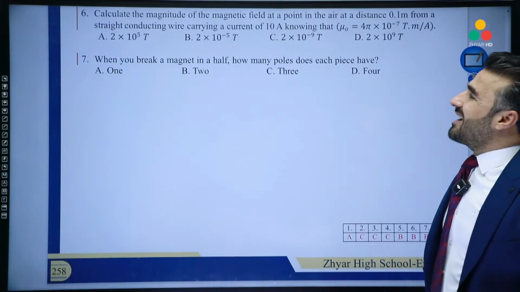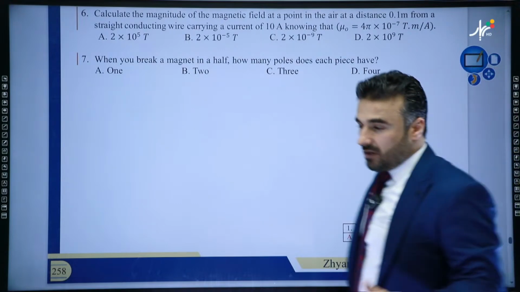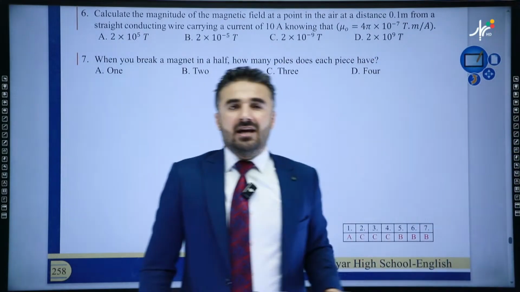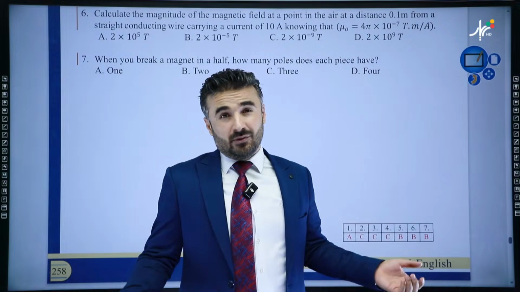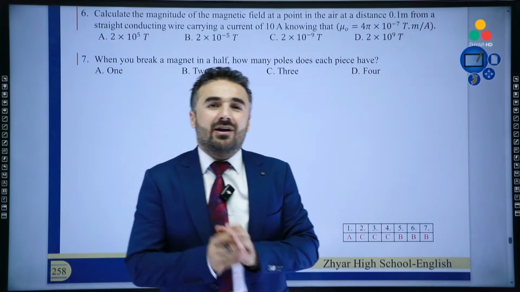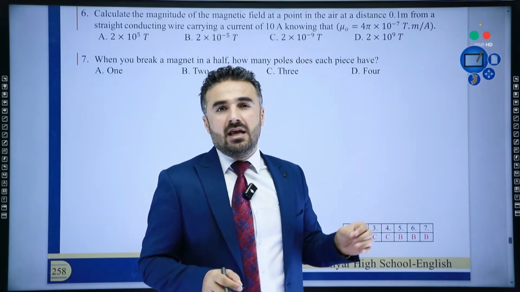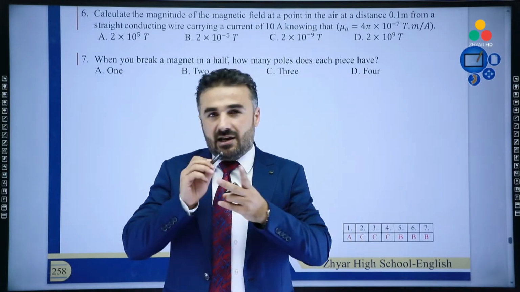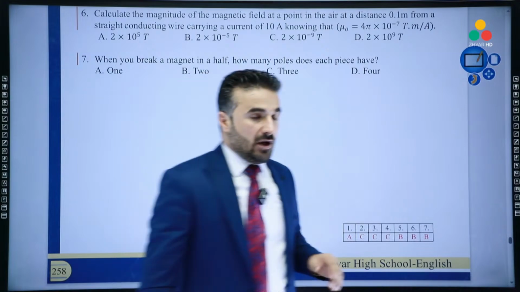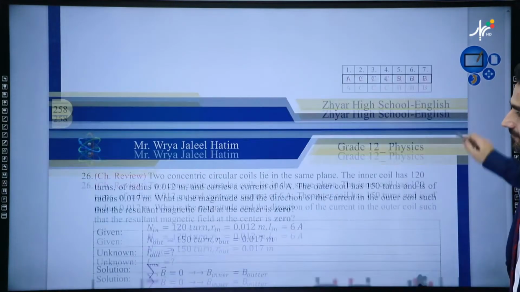What about the last one here? It says, when you break a magnet in half, how many poles does each piece have? We said whenever you break a magnet into two, each magnet will always have 3 poles, that is north and north and north? No. Whenever you break a magnet into two, every single piece, no matter how big or small, will always have 2 poles, and that is north and south. So don't forget, we can never have 1 pole. It has to be 2 always.